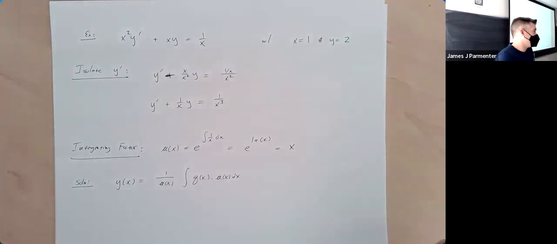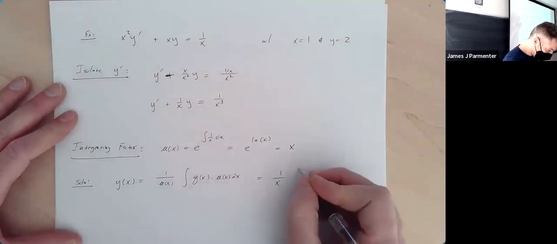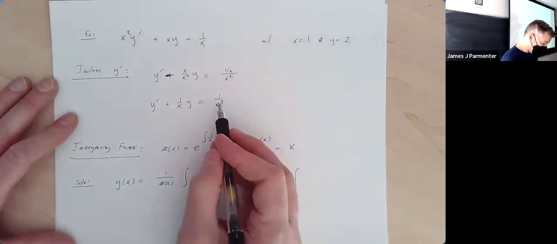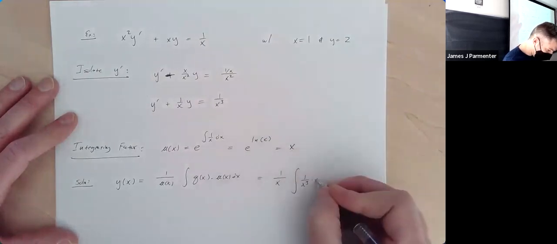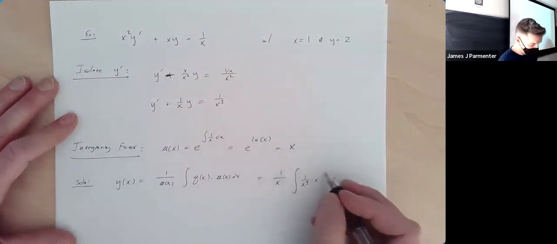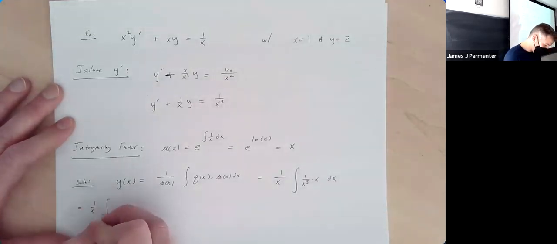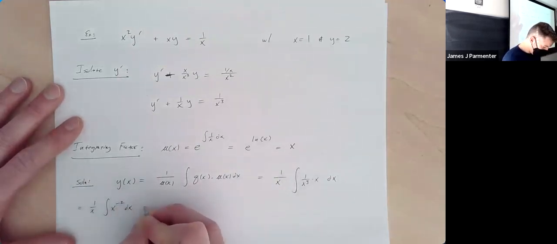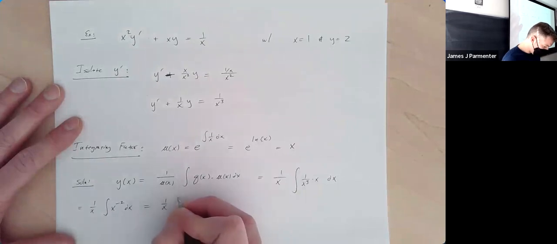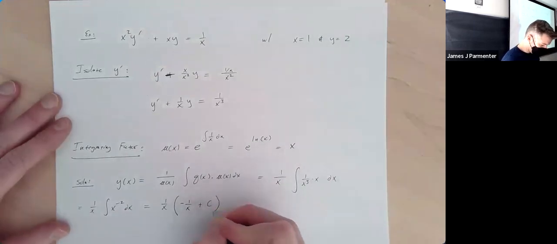And then actually plugging things in. So that's going to equal 1 over x times the integral of q of x, which is 1 over x cubed, times mu of x, which is x. So then we simplify the integrand. I would choose to write that as the integral of x to the -2, which is going to give me -1 over x, or x to the -1 over -1, plus c.